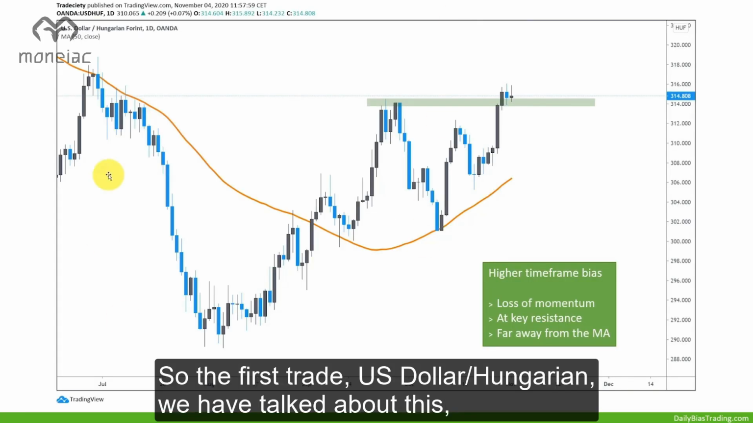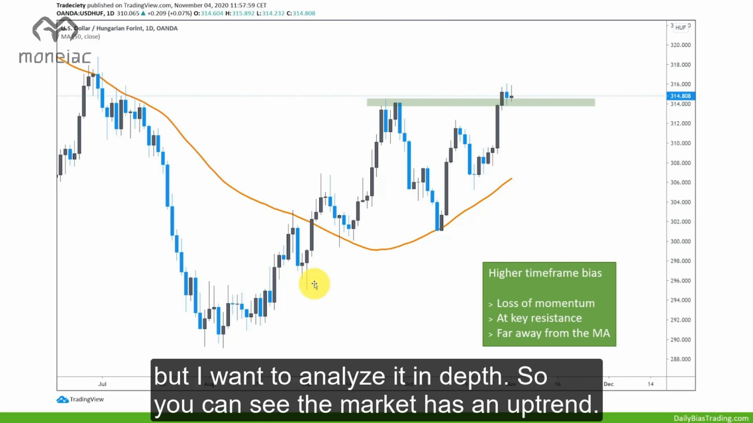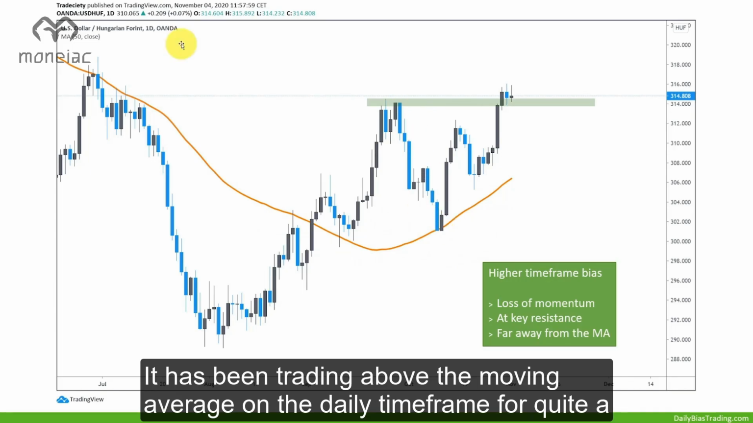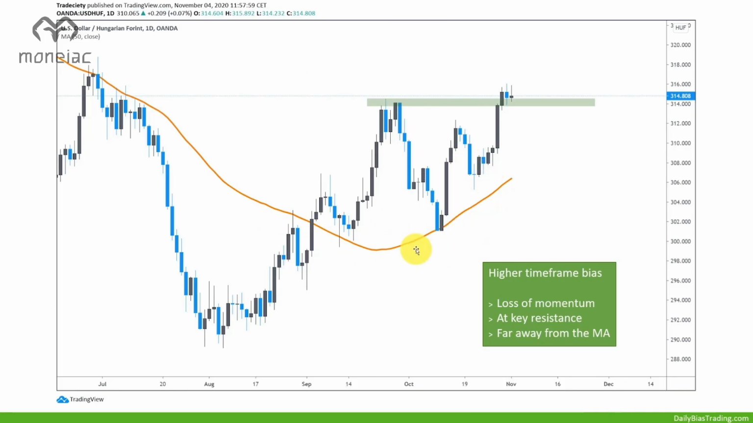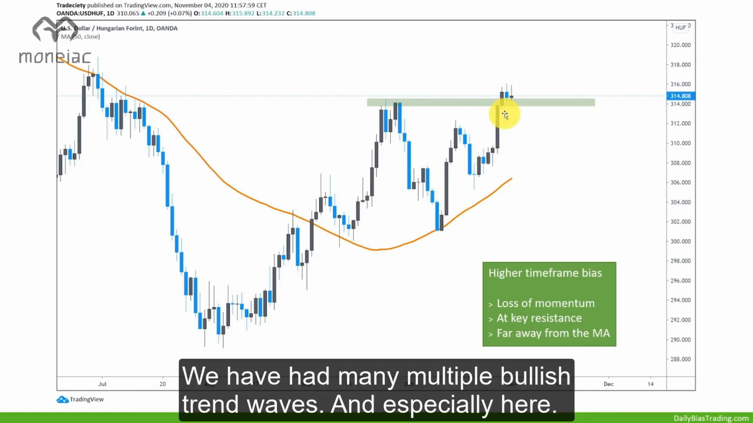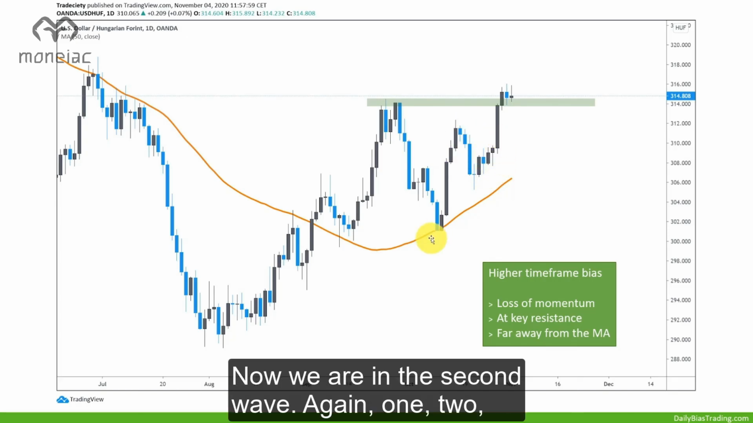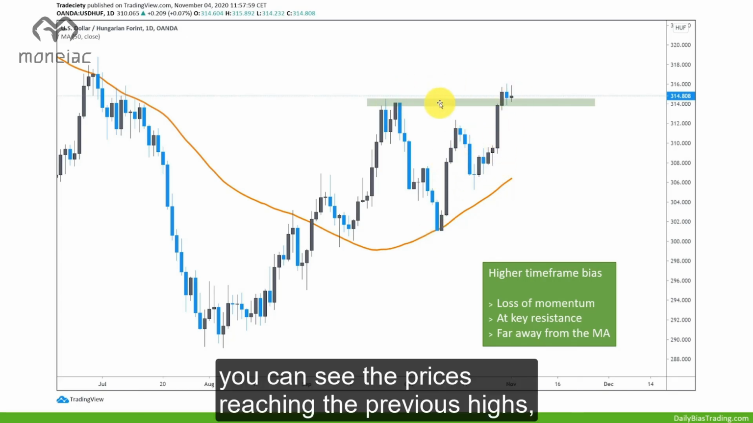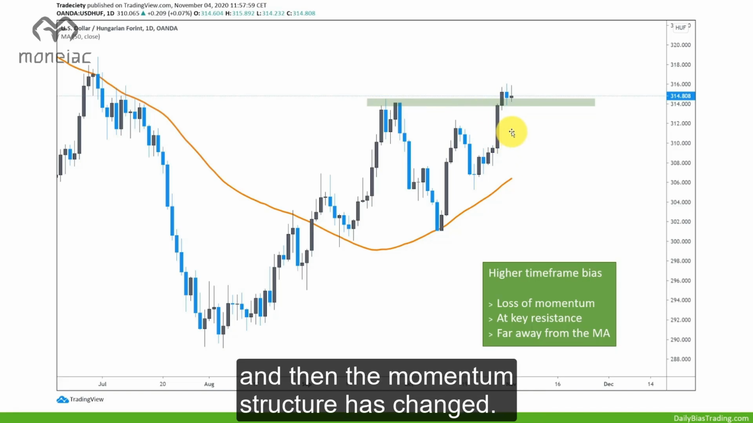So the first trade, US dollar Hungarian forint, we have talked about this, but I want to analyze it in depth. So you can see the market is in an uptrend. It has been trading above the moving average on the daily time frame for quite a while. You can see we are here probably in a mid or late term trend. We have had multiple bullish trend waves, and especially now we are in the second wave again, 1, 2. You can see the price is reaching the previous highs, and then the momentum structure has changed.